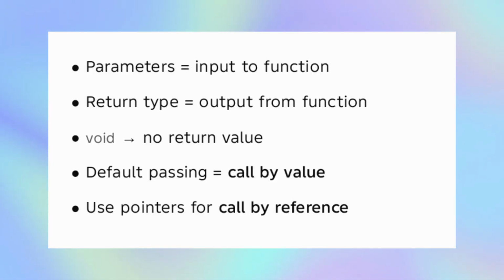Parameter is input to the function, return type is output from the function, void means no return value, the default passing is call by value, and use a pointer for call by reference.